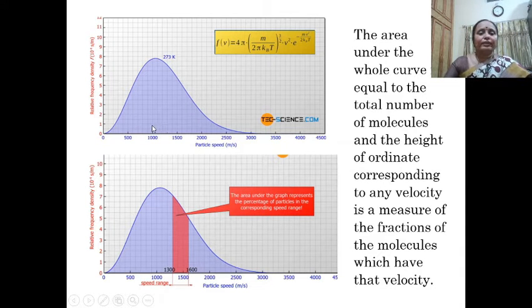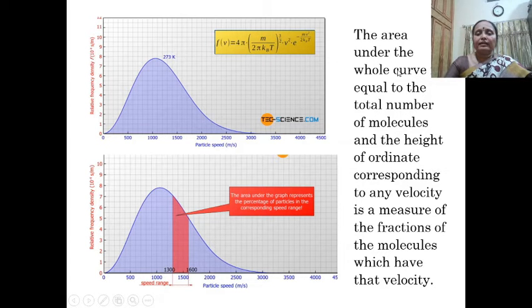So if we plot a graph between the speed and the frequency density, this is going to be the curve which we are going to get. That is, this is going to be the probability, 4 pi (m by 2 pi kBT), where kB is the Boltzmann constant, to the power of 3 by 2, times v or c square e to the power of minus mc square by 2kBT.